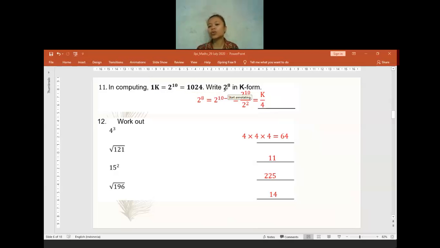Now we have to change 2 to the power of 8 into the k form. We have 2 to the power of 8, and then we have the given one, 1k equals 2 to the power of 10. So it means I have to change the 8 into 10. To change it, because this is 2 to the power of 8, I will write it as 2 to the power of 10 minus 2. 10 minus 2 still equals 8. So I can change 2 to the power of 8 into 2 to the power of 10 minus 2. Remember, when we have a division with indices, we can directly subtract the powers.